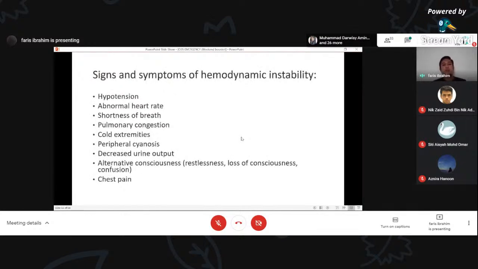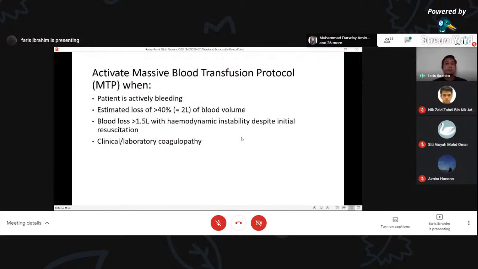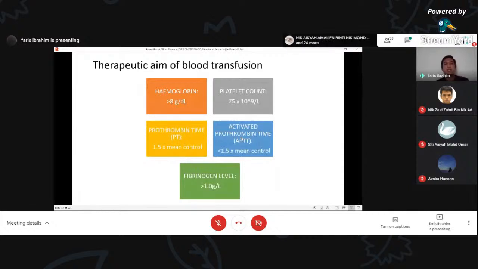Okay, ni I've talked about this. Okay, MTP ni nanti bacalah. Okay, lastly is the therapeutic aim of blood transfusion. So once you transfuse the patient, you need to have the aim. So the aim for HB, it should be more than 8 gram per deciliter. For platelet count, more than 75. PT 1.5 times mean control.